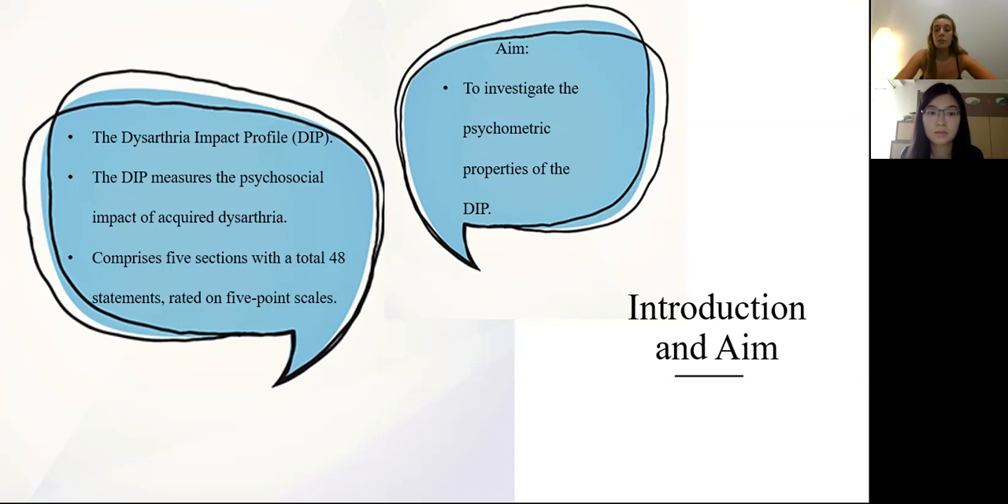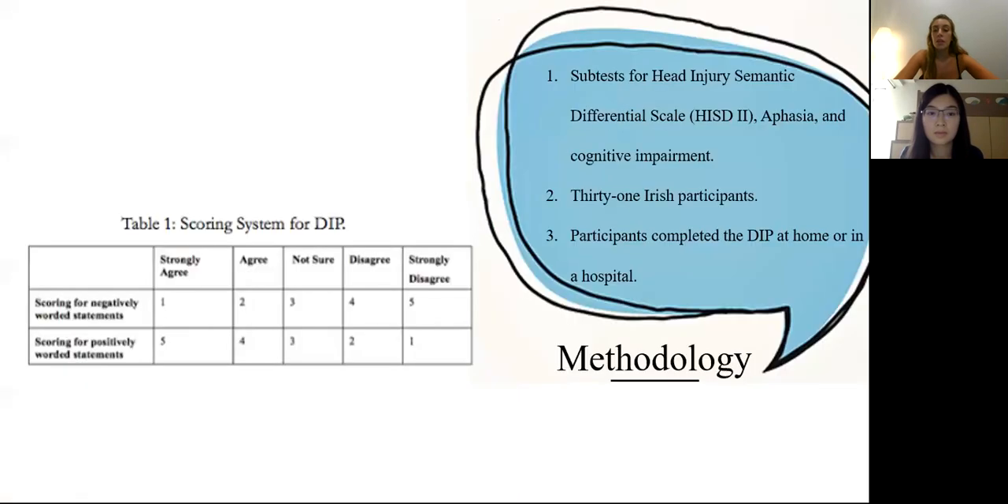The current paper was written by the authors with the aim to investigate the psychometric properties of the DIP. No hypotheses were reported. The authors note that the methodology for the development of the DIP involved 3 phases. However, the current paper solely reports the aim and results of the 3rd phase. Therefore, I will discuss the method involved in this 3rd phase.